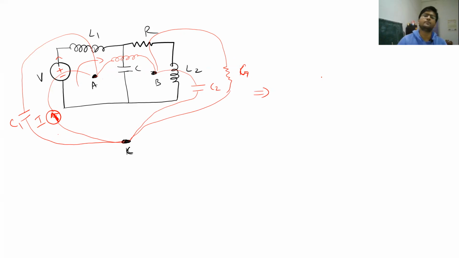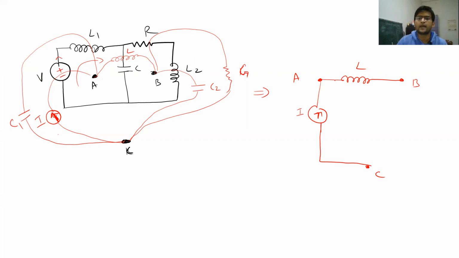So your dual circuit can be made. First of all, you draw these nodes A and B, and then your third node C, and then let me call this as L. So between A and B, your dual circuit will have an inductor L, and then between A and C, you will have one current source I, and also you will have one capacitor whose value is C1, and then between B and C, you have one capacitor whose value is C2, and again you have a conductance whose value is G.